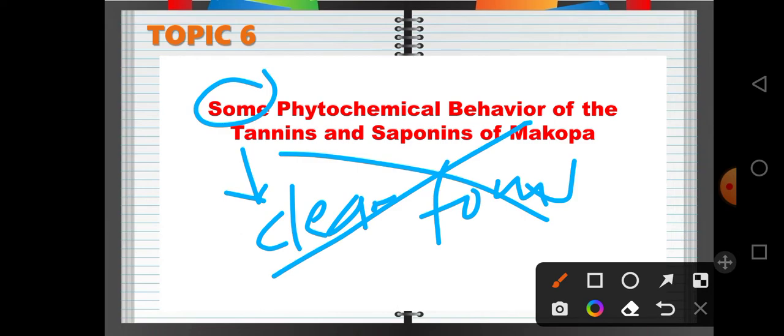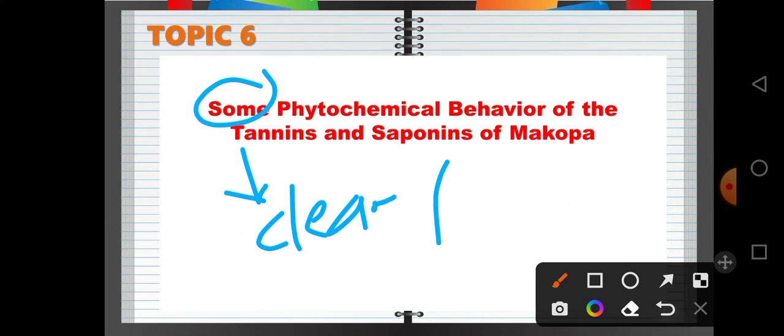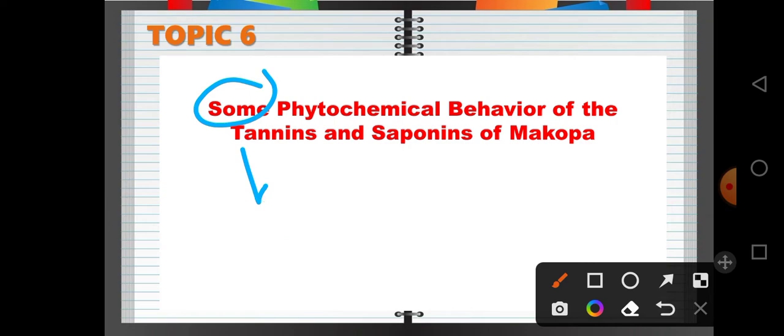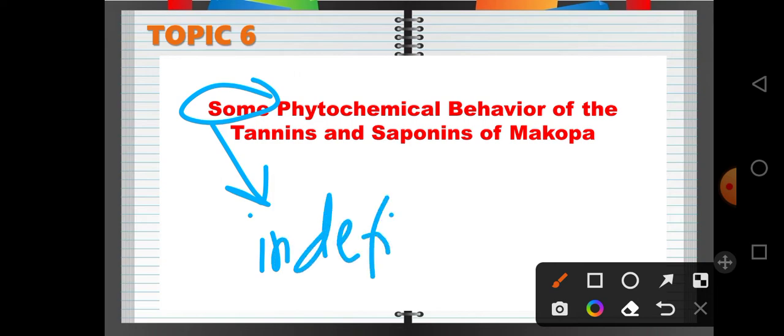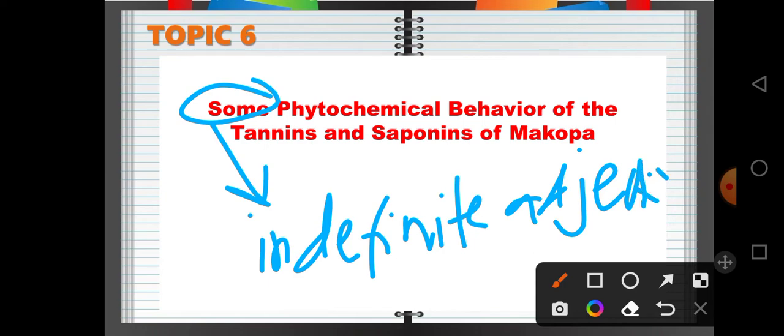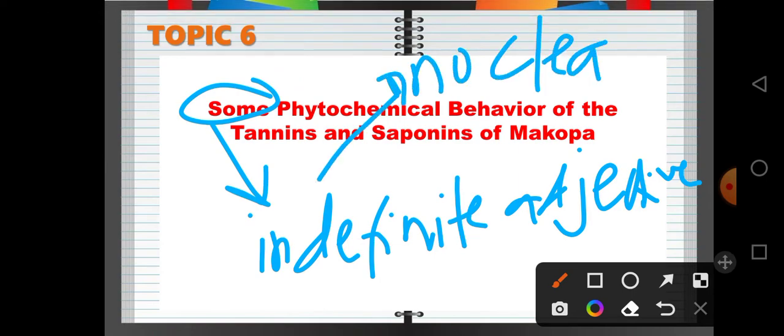Why? Because our word here, which is some, is actually an example of an indefinite adjective. And when we say indefinite adjective, class, it means that it presents no clear focus. It presents no clear focus at all, or no exact focus.